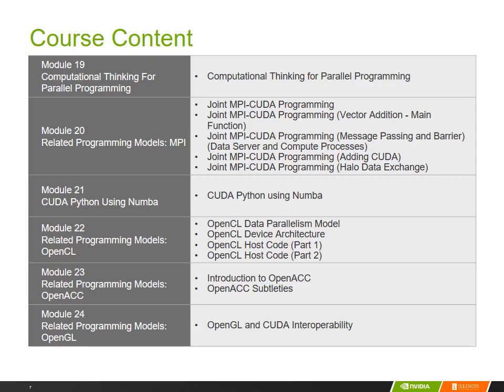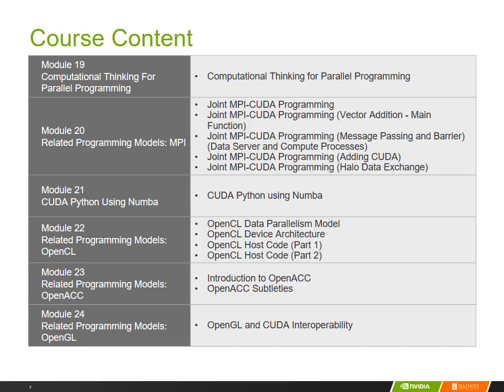And Module 23 shows OpenACC as a closely related programming model. Especially once students understand CUDA C, they can actually reason about the compiler directives of OpenACC and envision the parallel execution or the compiler implementation of these parallel execution directives much more effectively.